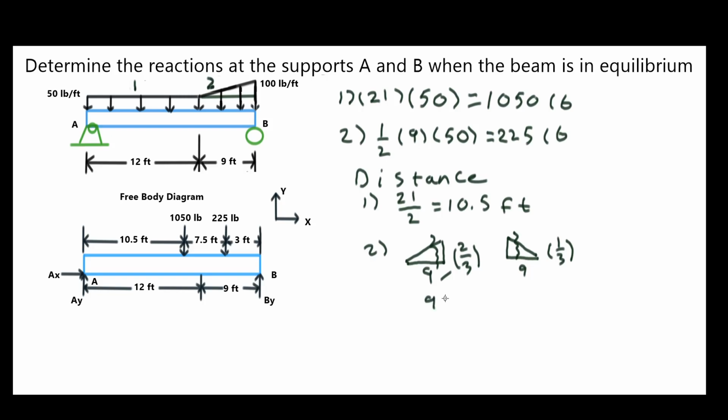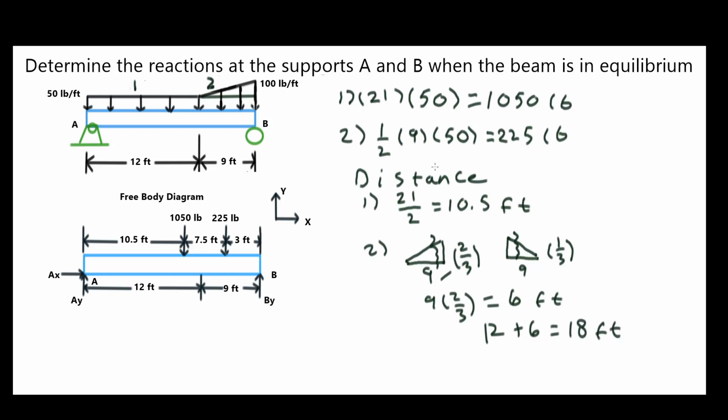So 9 times 2/3 is equal to 6 feet. Now this 6 feet begins at the 12-foot mark here. So the length from the origin, you have to make sure that you add this 12 feet. So that'll just be 12 plus 6, and that's equal to 18 feet.